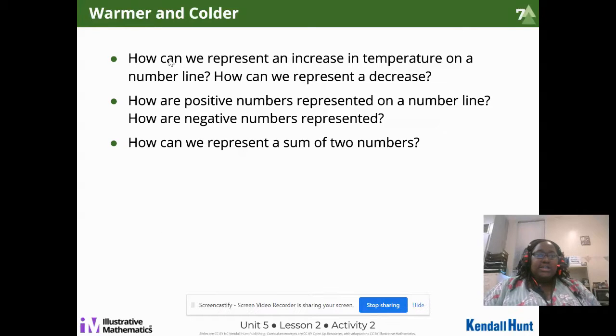Then these questions are asking you, how can we represent an increase in temperature on a number line? How can we represent a decrease?